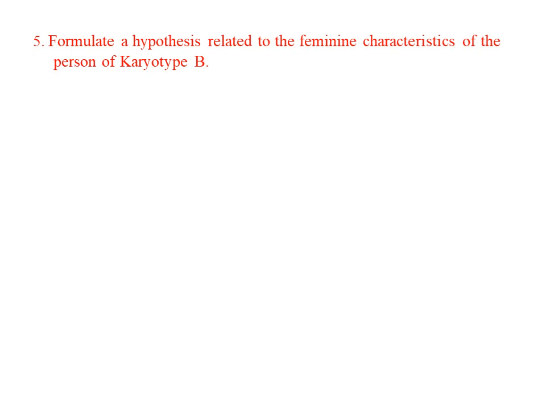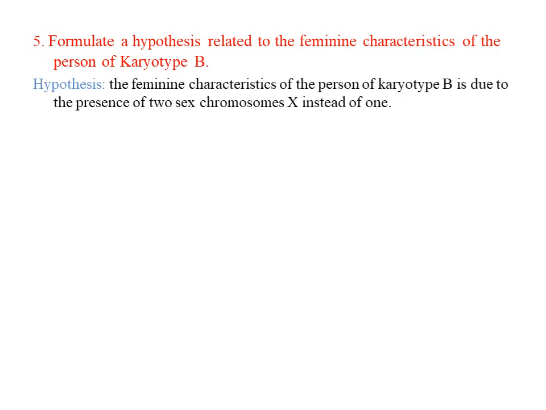Formulate a hypothesis related to the feminine characteristics of the person of karyotype B. Karyotype B has an extra copy of the X chromosome. Then the hypothesis: these feminine characteristics of this person of karyotype B are due to the presence of two copies of sex chromosome X, or an extra X chromosome.